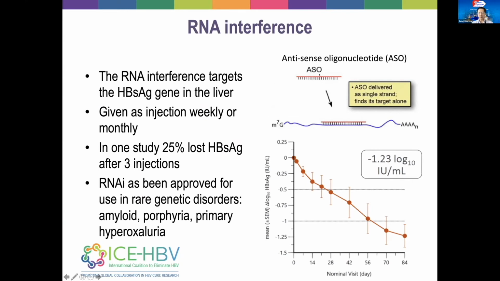And you can see that it will enter the cell and then enter the nucleus and attach itself to the virus. And you can see in this graph that there's a very nice reduction in the S antigen level when this drug is given. So in one study, 25% of the patients lost the S antigen after 3 to 6 injections. And this type of treatment, RNAi, has been approved for use in rare genetic disorders such as amyloidosis, porphyria, and primary hyperoxaluria. So it's already been in use, but it hasn't been in use for hepatitis B, and they're testing it to see whether it's effective.